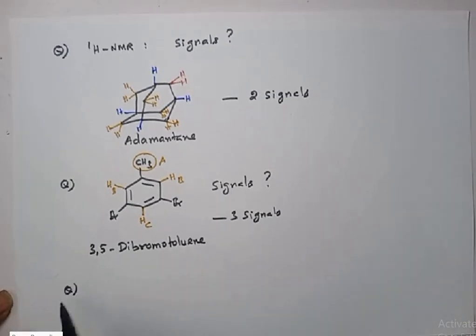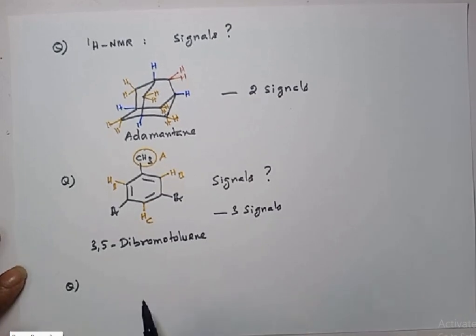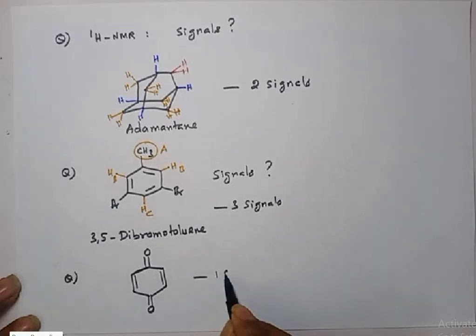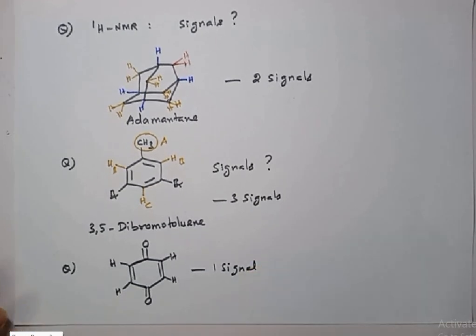Now, let me ask another question. Try to answer this. How many signals do we get in the proton NMR spectrum of this compound? 1 signal, yes, you are right. The answer is 1 signal because it has 4 hydrogens and all the 4 hydrogens are chemically equivalent, so they give 1 signal.